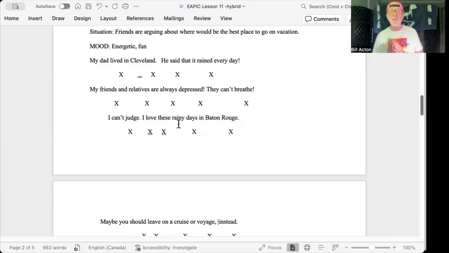That's a real good one. I can't judge. It's judge. I love these rainy days in Baton Rouge. Baton Rouge. Even for me, that's a little tricky. I was getting rouge. Very, very light.